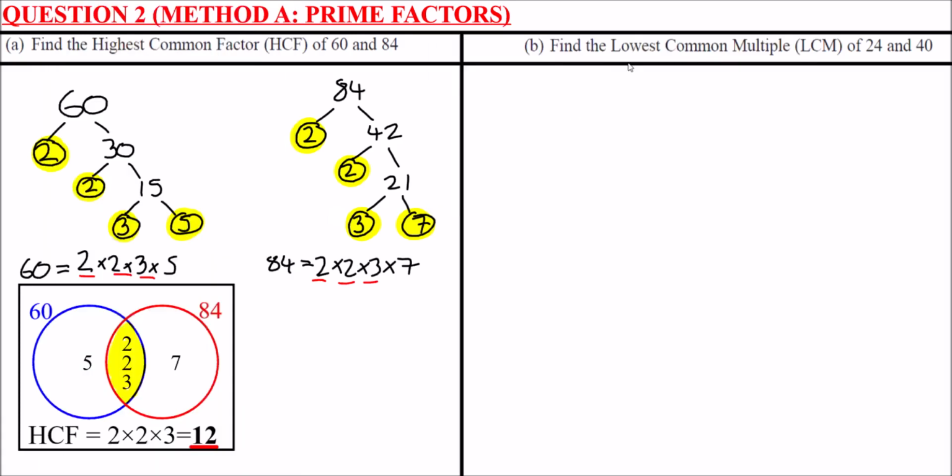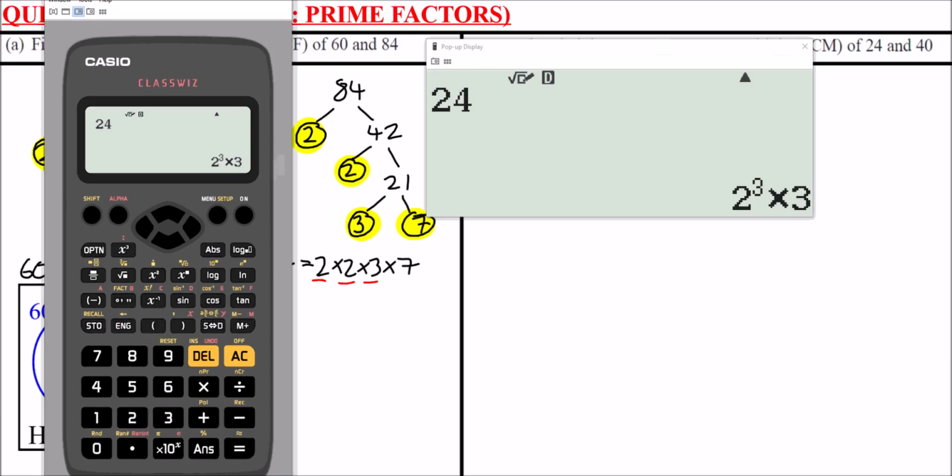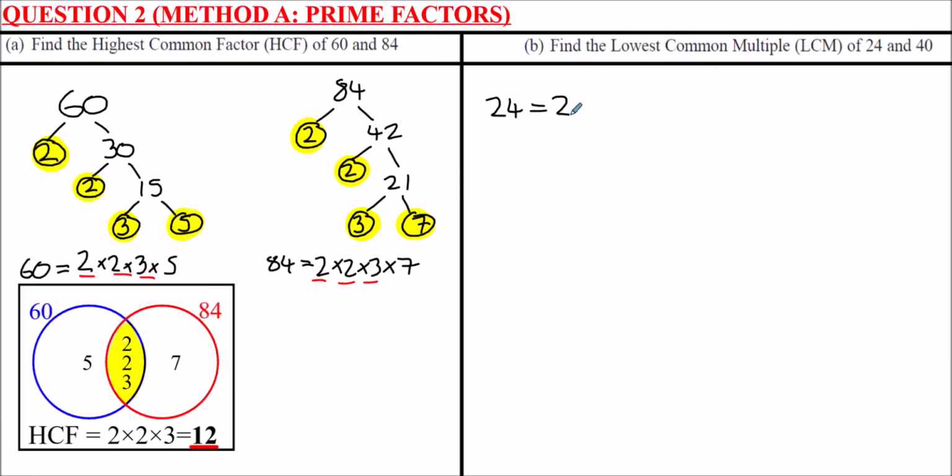So part B, find the lowest common multiple of 24 and 40. I'll show you the calculator trick for this one. So 24 as its prime factors is going to be what, I wonder? You can work this out without using a calculator, but with 24, press equals, shift fact, we get 2 cubed times 3. So that's 2 times 2 times 2 times 3.